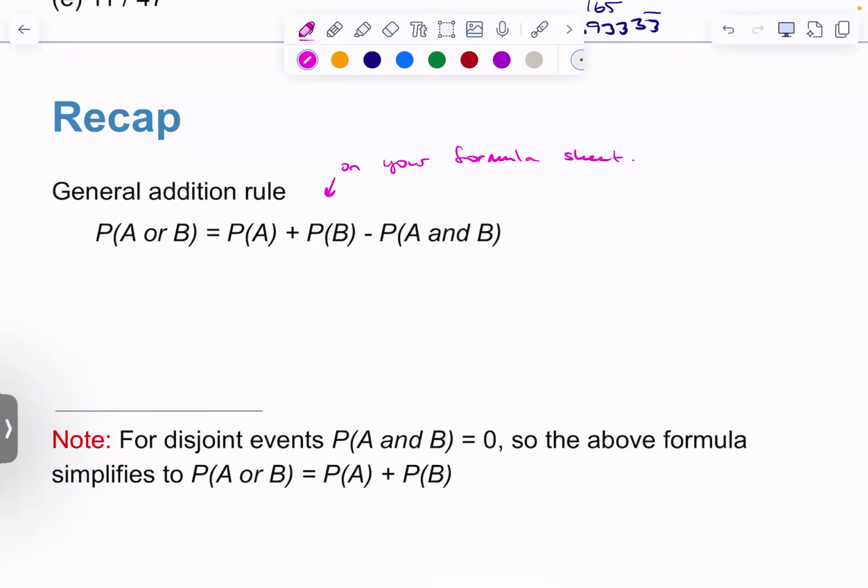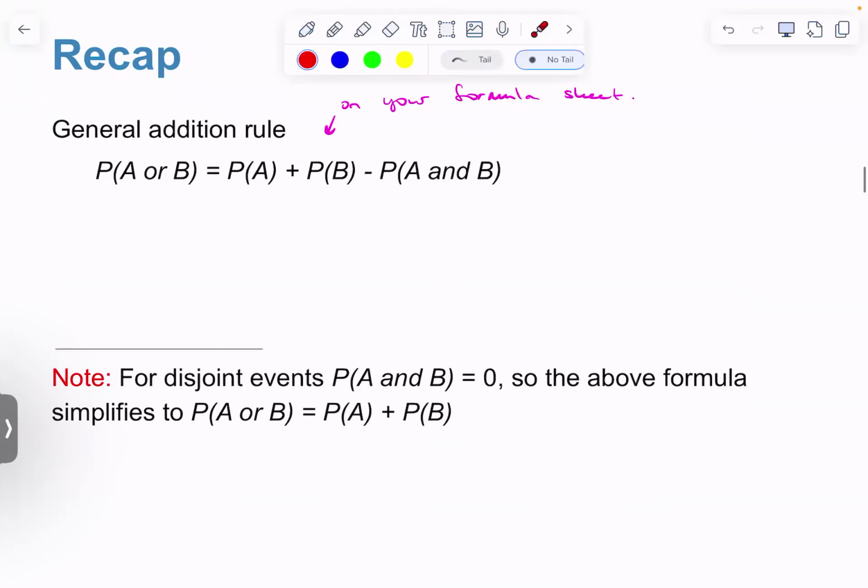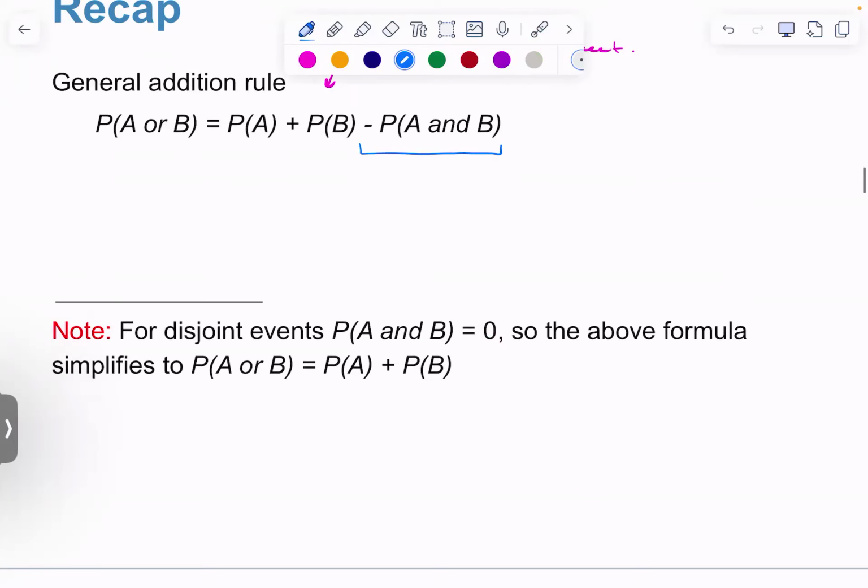An interesting special case is if you have disjoint events. Then A and B, by definition, if they're disjoint or mutually exclusive, it means that they can never happen at the same time, right? So then the probability of A and B is 0, okay?